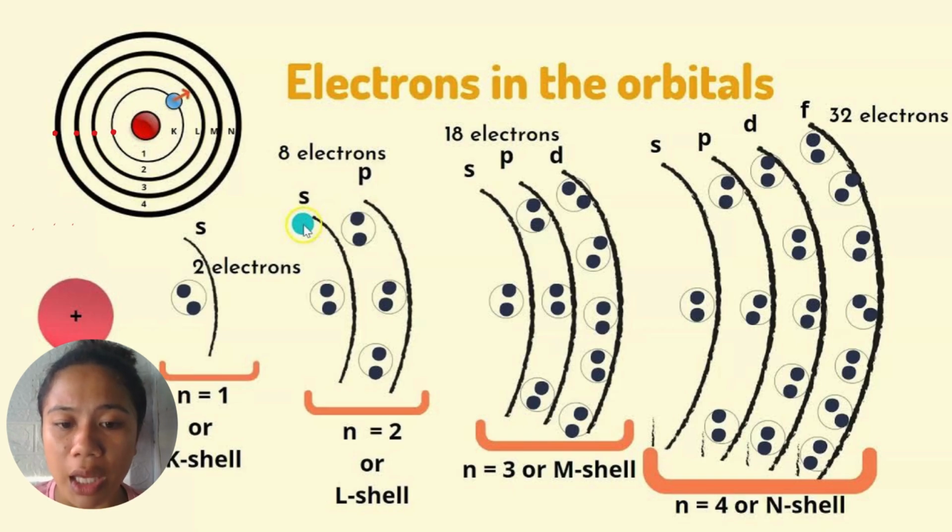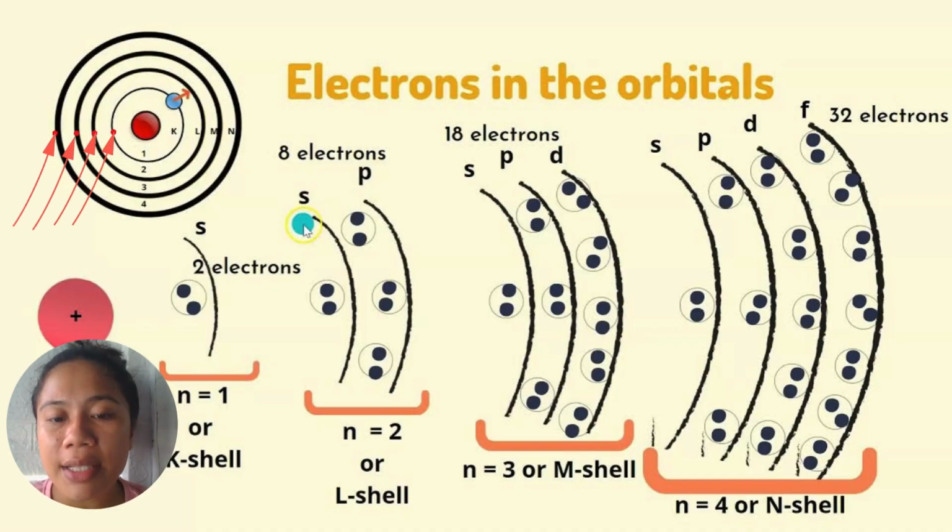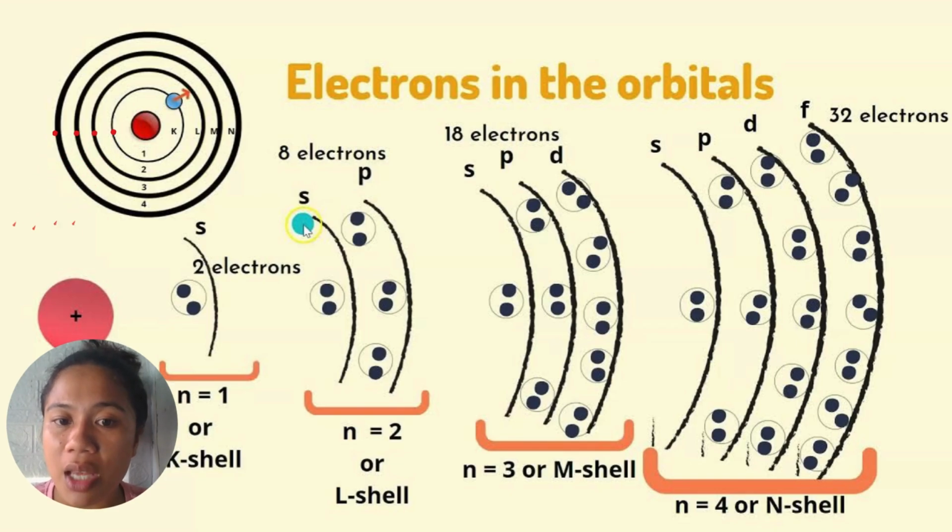So for M shell, how many orbitals does it have? 3. And it also has how many subshells? 3. The S, P, and D. So S carries how many dots or electrons? 2. P carries how many dots or electrons? 6. And now, ma'am, how many electrons does D subshell carry? It carries a maximum of 10. So, S equals 2, P equals 6, D equals 10. Overall, it carries 18 electrons.